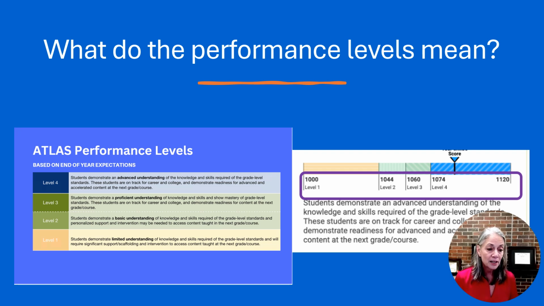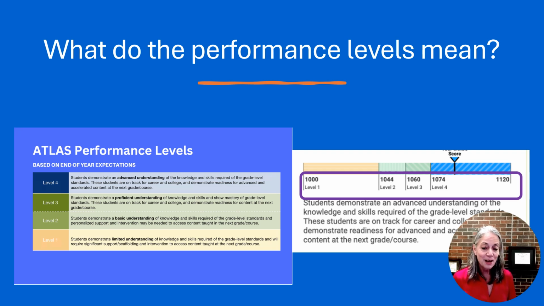A student who has proficient understanding, that's our level 3, has the knowledge and skills and has demonstrated mastery of grade level standards. These students are on track for college and career, and they're ready for content at the next grade level. Students who have a basic, level 2 understanding of grade level standards have the knowledge and skills, but they may not be consistent, or they may not be able to demonstrate them in more complex ways. So that means they may need personalized support and intervention.